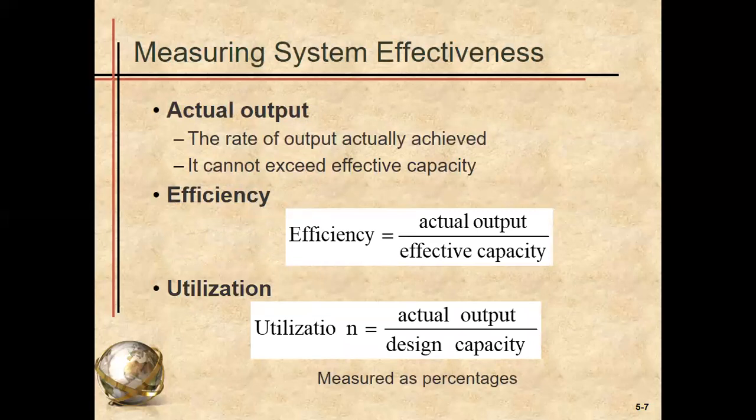Okay, and then the actual output is the rate of output actually achieved, and it cannot exceed the effective capacity. To measure system effectiveness, we need to know first the actual output, the rate actually achieved, and it cannot exceed the effective capacity. And we also need to measure the efficiency, which can be measured by the actual output divided by the effective capacity. And the utilization is the actual output over the design capacity.